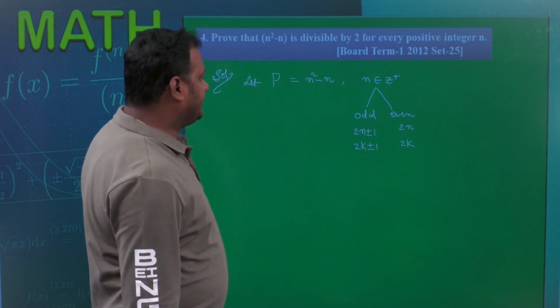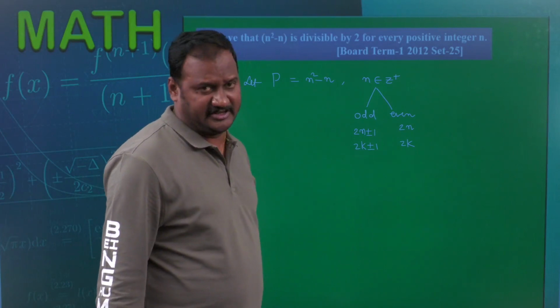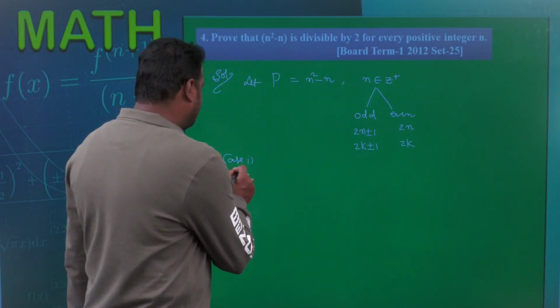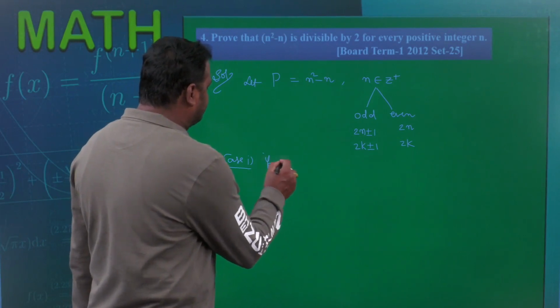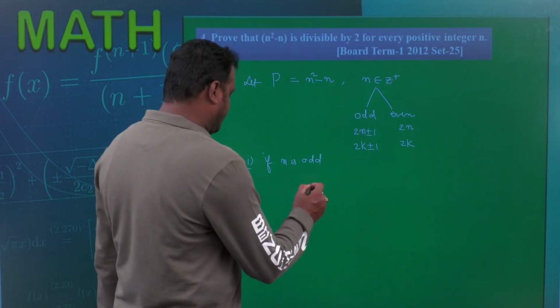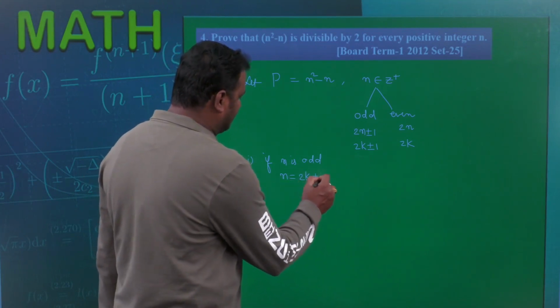Now I am going to take the value of n as an odd number and then as an even number. So case 1 is if n is odd. If n is odd, I am going to take the value of n as an odd number, that is 2k plus 1.